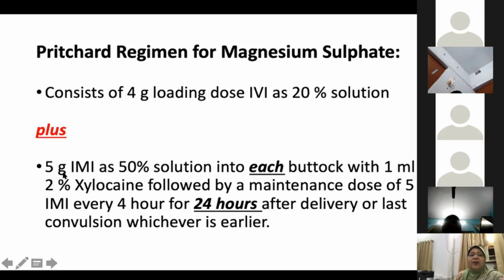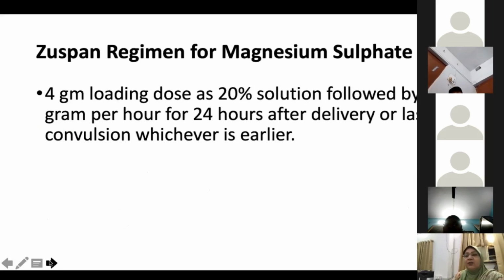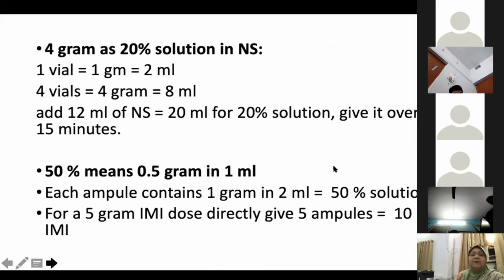And then you have to give 5 gram into each buttock. So again, 5 gram in each of the buttocks. And continue the maintenance dose every 4 hours for 24 hours after delivery or after the last convulsion. Okay. So whichever occurs later, you have to continue that. This is one regime. Another regime is where you give 4 grams loading dose as 20% solution followed by 1 gram per hour for 24 hours after delivery or last convulsion. Okay. 4 grams as 20% solution in normal saline.